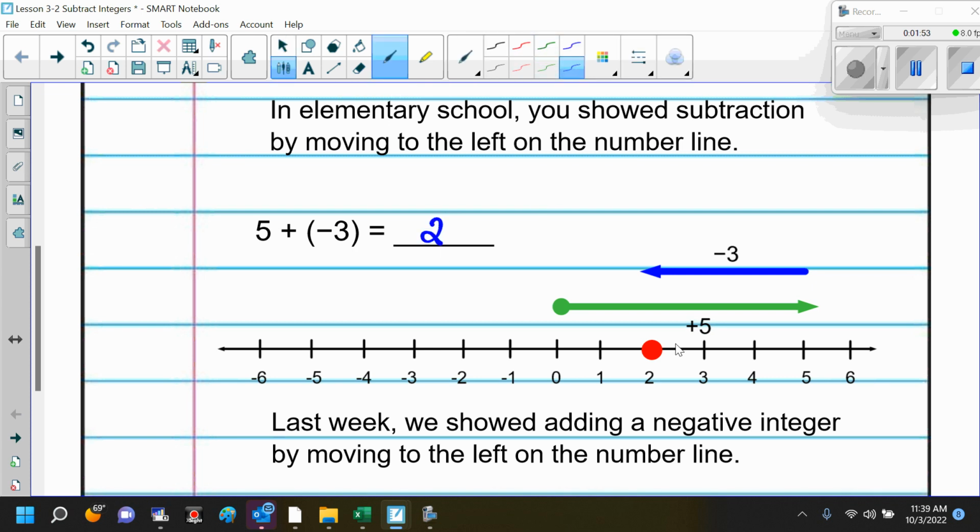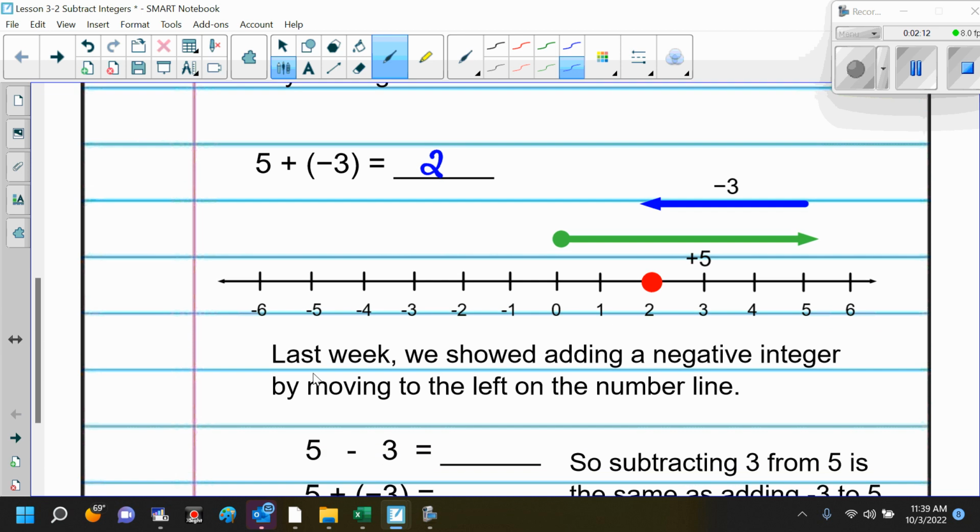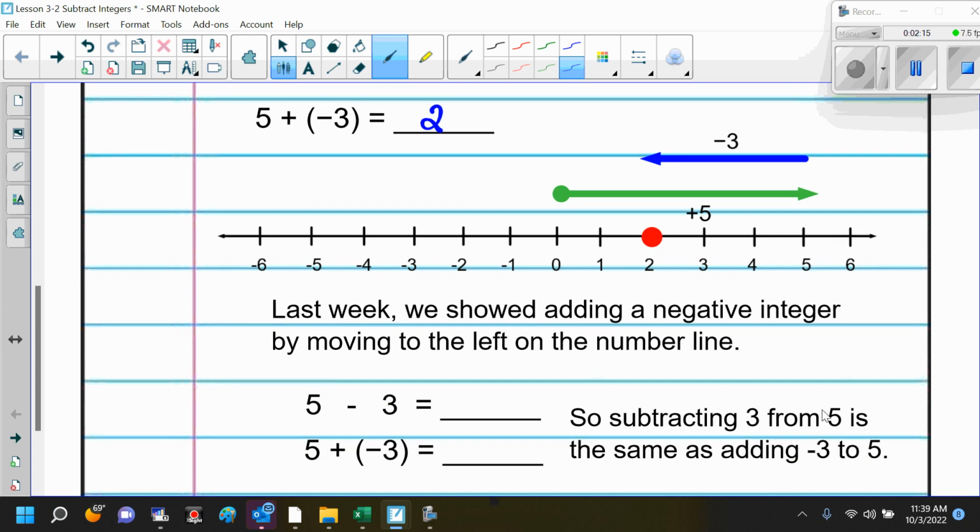Well, don't they look exactly the same? They look exactly the same. So isn't subtracting 3 the same thing as adding a negative 3? Yes, it is. So subtracting 3 from 5 is the same as adding a negative 3 to 5, because we get 2 for both of those. Make sure you know this. Make sure you write that down.